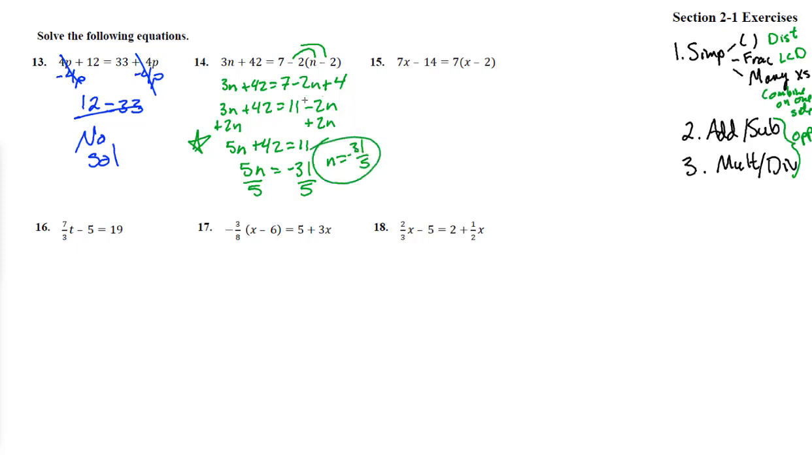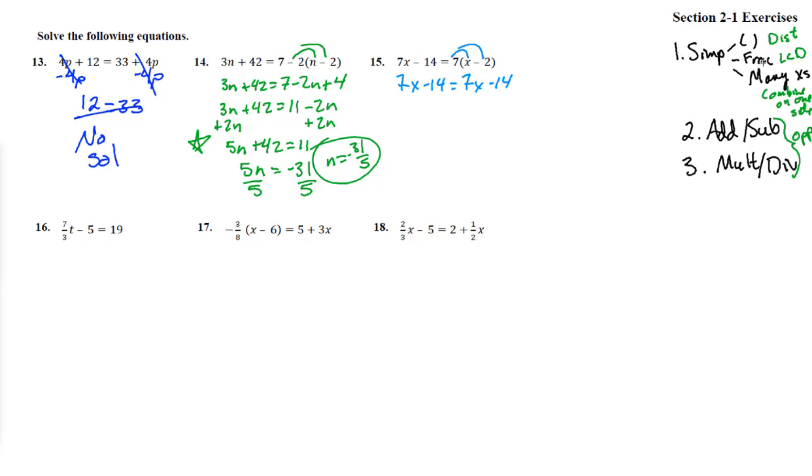Cool. Number 15. 7x minus 14 equals 7 parentheses x minus 2. Yes, we have parentheses. Let's get rid of it. We have 7x minus 14 equals 7x minus 14. And, ooh, something smells fishy here. Let's keep going through them.